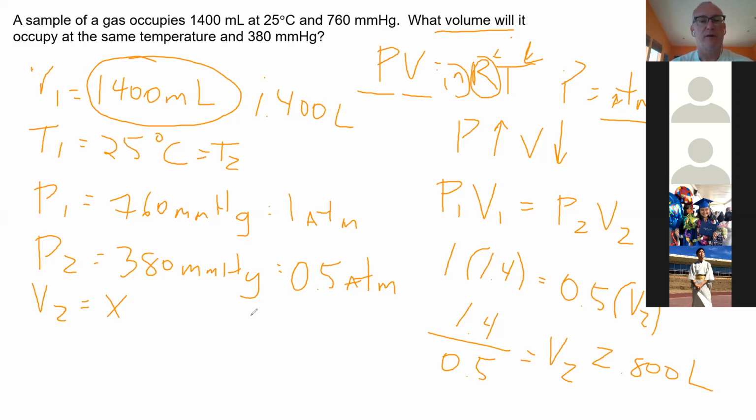So what was the question for significant figures? Looks like we've got 2 significant figures, so 2.8 liters would be fine, because we got 2 here.